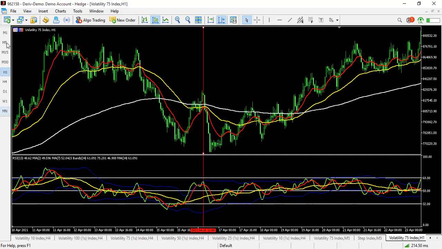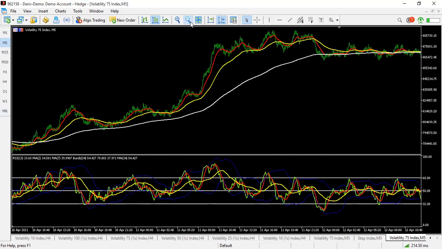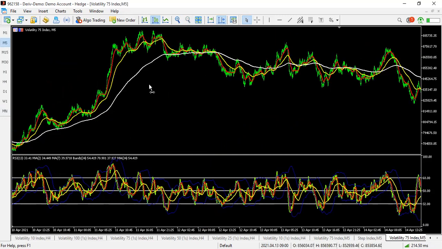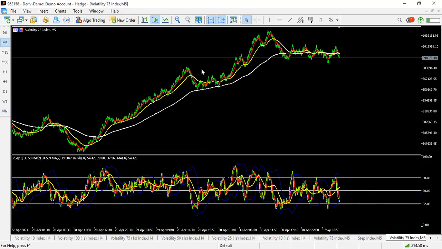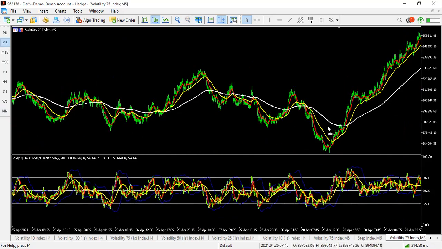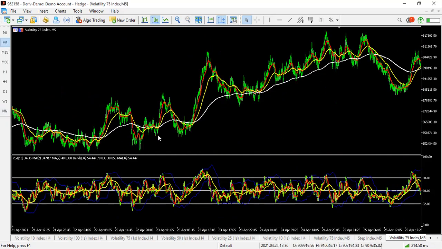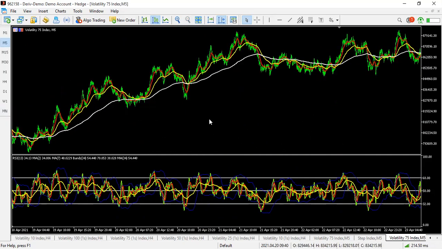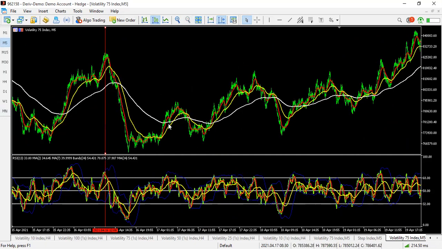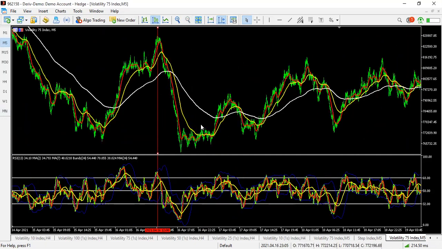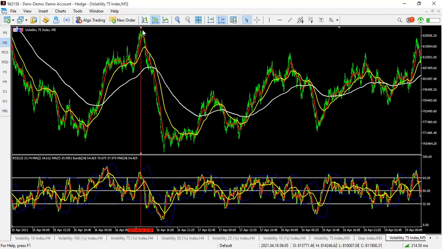All right, so let's look at the 5 minutes time frame, though we might not get much signal from that. Okay, you see, like I told you, I said we might not get much signal from there, but you can see that this was where I marked.